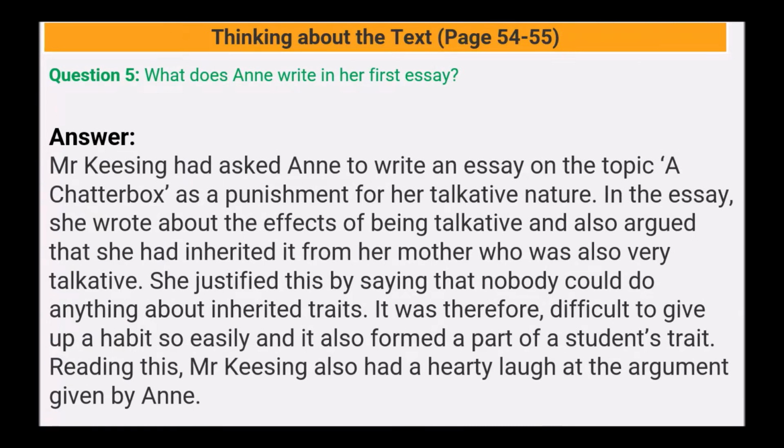What does Annie write in her first essay? Mr. Kinson has asked Annie to write an essay on the topic "A Chatterbox" as a punishment for her talkative nature. In the essay, she wrote about the effects of being talkative and also argued that she had inherited it from her mother, who was also very talkative. She justified this by saying that nobody could do anything about inherited traits. It was therefore difficult to give up a habit so easily, and it also formed a part of students' hate. Reading this, Mr. Kinson also had a hearty laugh at the argument given by Annie.